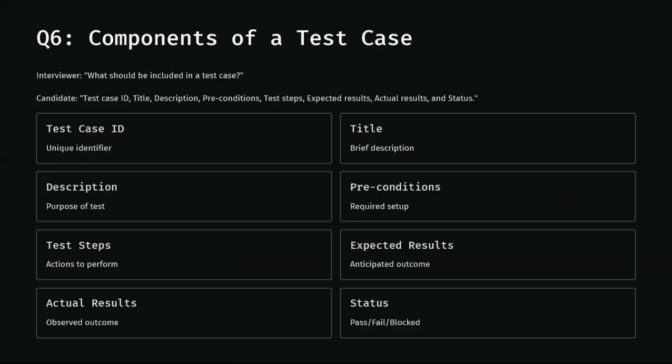Question number 6. The interviewer will ask, what should be included in a test case? Candidate: Test case ID, title, description, preconditions, test steps, expected results, actual results and the status.